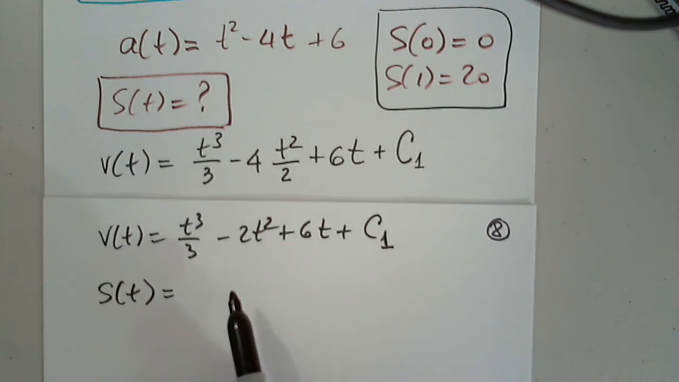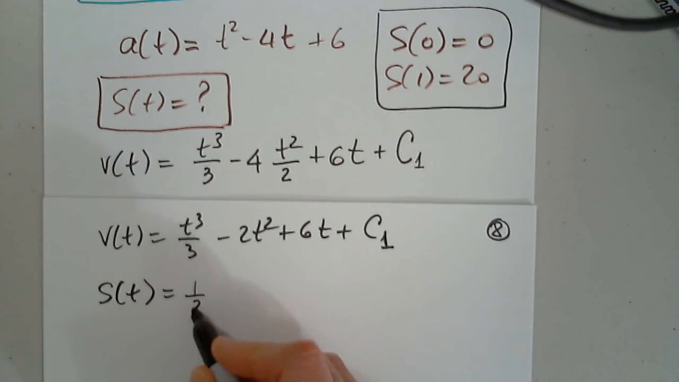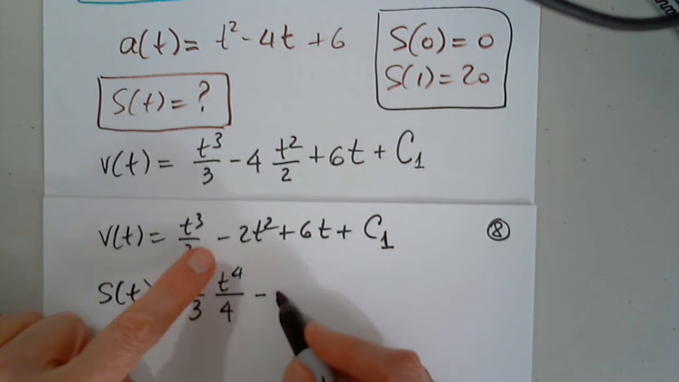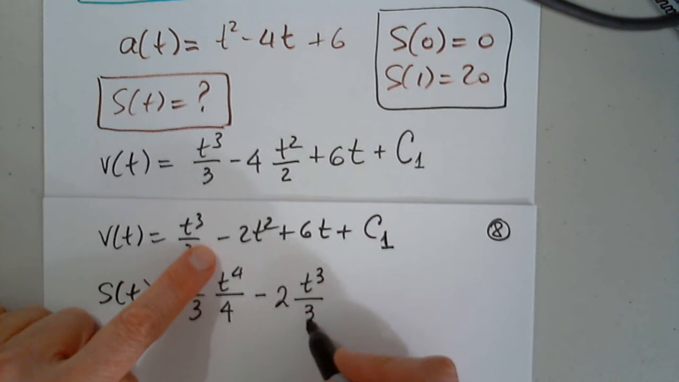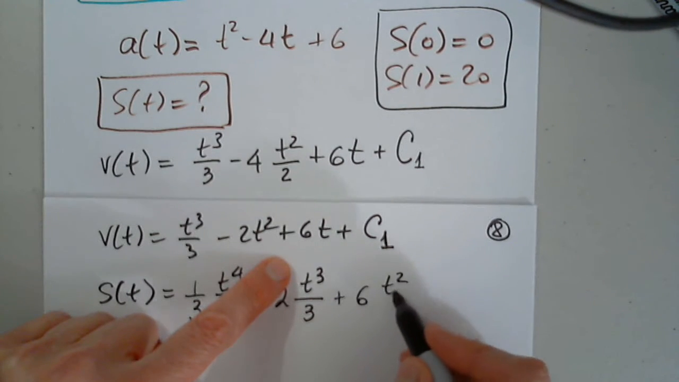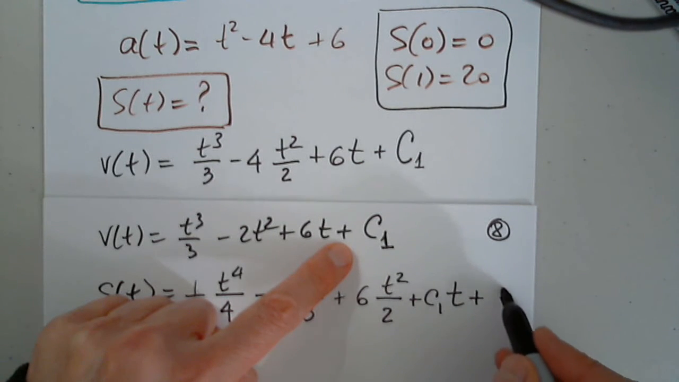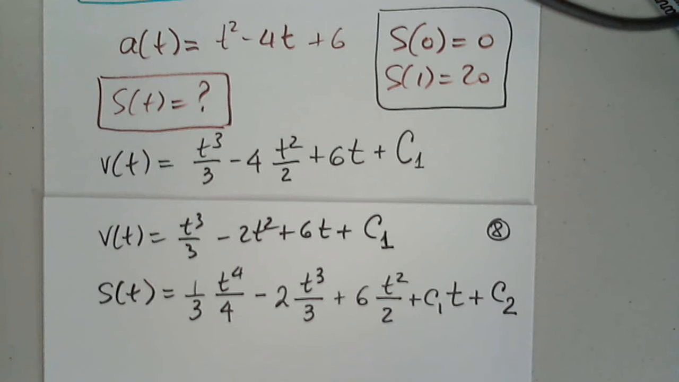So after finding the velocity and denoting this by c1, how do I continue to find the distance? I keep 1/3 outside, and I have t to the third, which is t to the fourth over 4, minus 2 t to the third over 3, plus 6 t squared over 2, plus c1 t plus c2. And now we have two conditions. Those two conditions will help us determine c1 and c2.